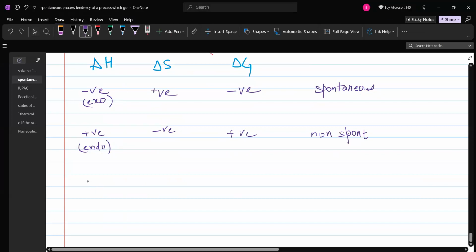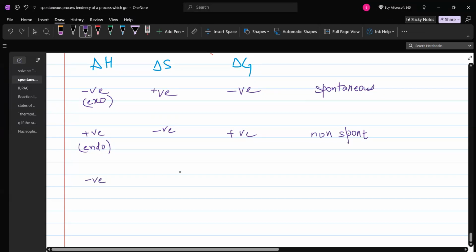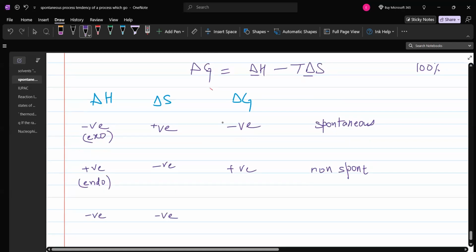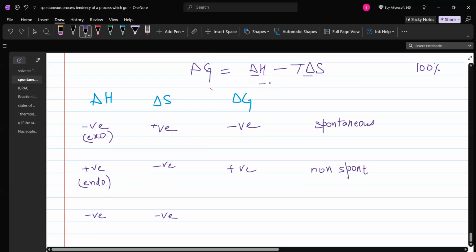So let's take some other examples. Let's take delta H as negative, and delta S also negative. So what will happen? Delta S is negative here, so this is favorable. So this one will be positive, and this one is negative. So there is some clash.